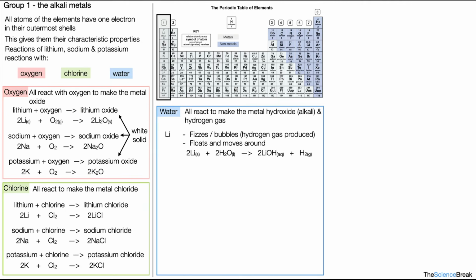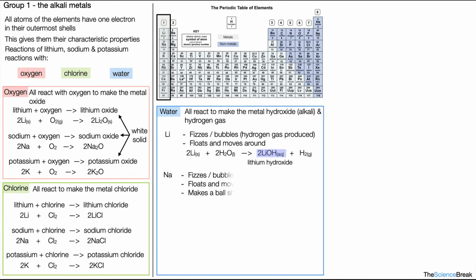This is the balanced formula equation. 2Li, which is a solid, reacts with 2H2O, which is a liquid, to produce lithium hydroxide, which is something called aqueous, shown by AQ. This means it's dissolved in water, and hydrogen gas, shown as H2 with a G. This is our lithium hydroxide, which is an alkali.